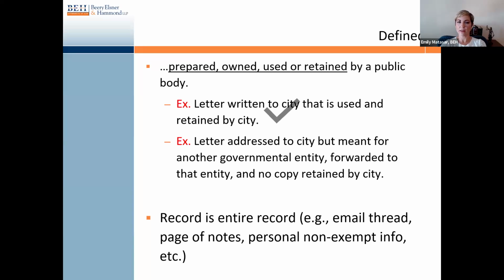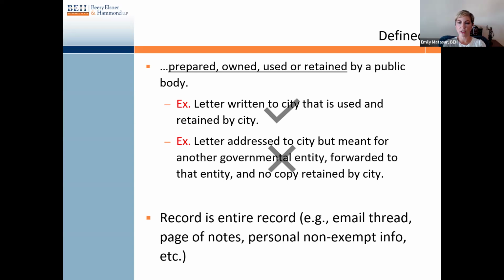What about a letter that's addressed to the city, but it's meant for another government entity, let's say a school district? Sometimes people think schools in my city, and they send the city a letter that's meant for the school district. The city receives the letter and does not retain it, just forwards it right to the school district and does not retain a copy. Well, that's a public record, but it's not a public record of the city. It was not prepared, owned, used, or retained by the city. It's a school district record, but the city is not obligated to retain or produce it if requested.